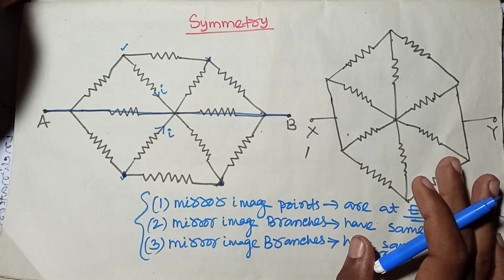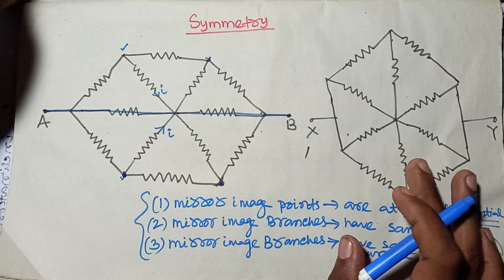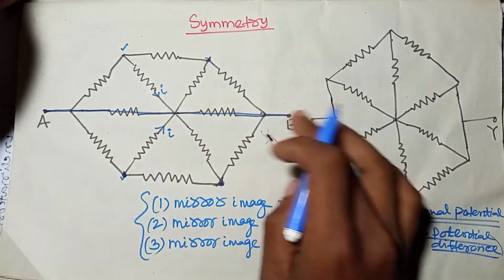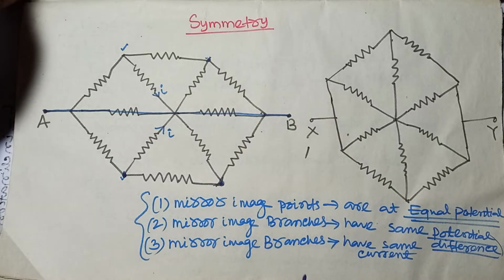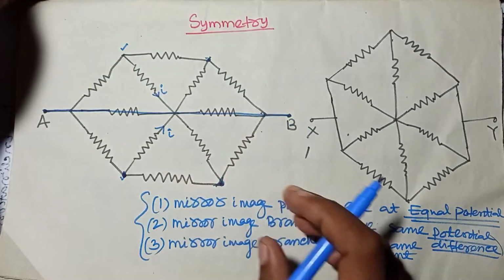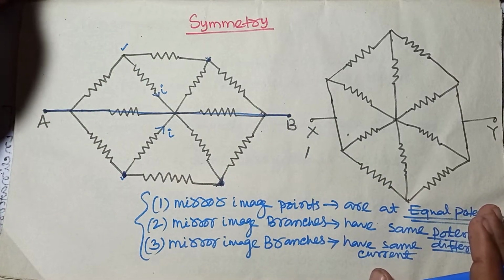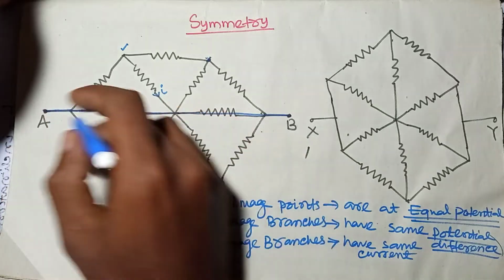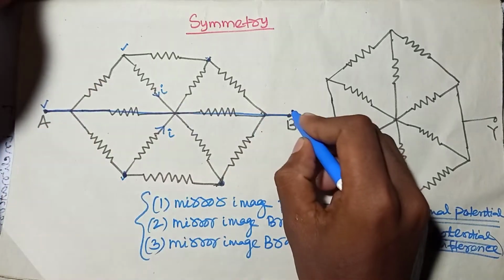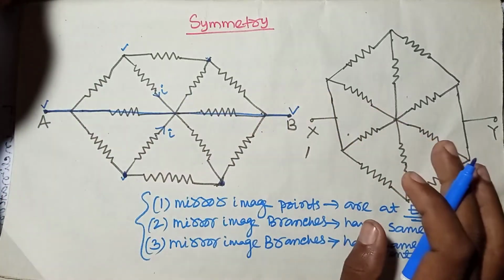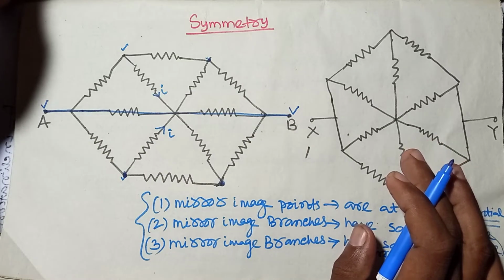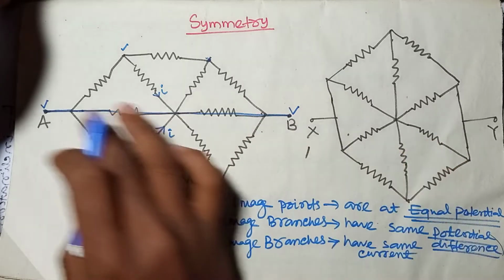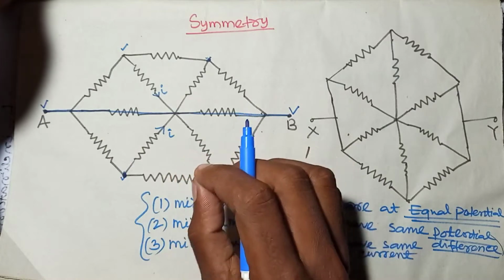To apply the symmetry method, first of all we have to identify the points across which equivalent resistance is to be calculated. This is the first step. Step number 1: identify the points across which equivalent resistance is to be calculated. So these are the 2 points A and B across which equivalent resistance is to be calculated.